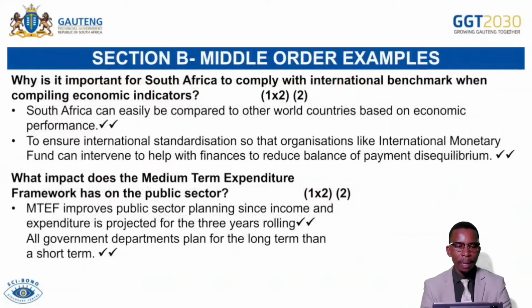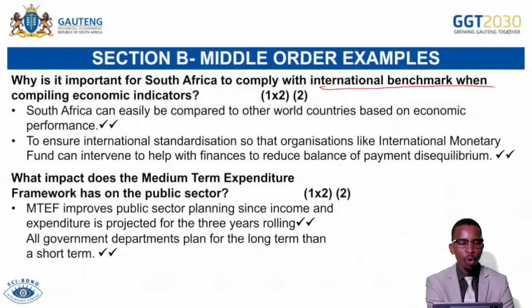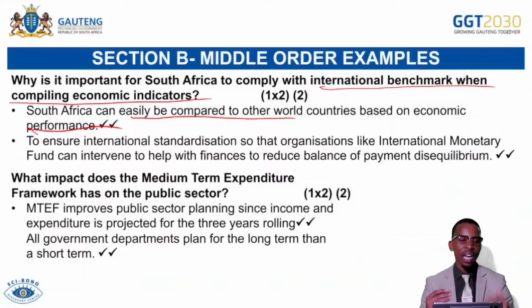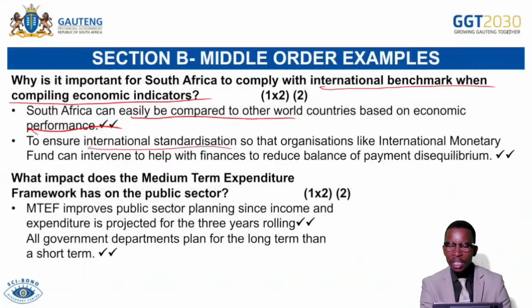And then why is it important for South Africa to comply with international benchmarks when compiling economic indicators? South Africa can easily be compared to other world countries based on economic performance. Remember, if we use one benchmark, if we're using standardized methods, we can be compared with other world countries in terms of indicators. But if we use our own way, then we cannot easily be compared because standards are not the same. It also ensures international standardization so that organizations like the International Monetary Fund can intervene to help with finances to reduce balance of payment disequilibrium.